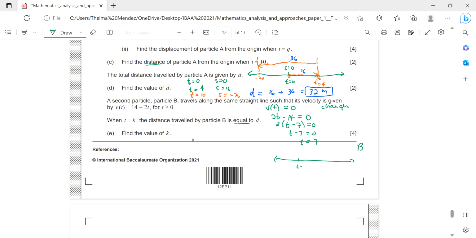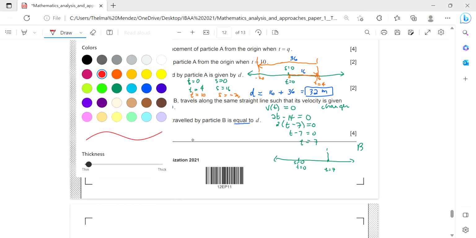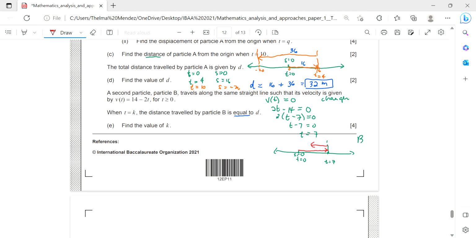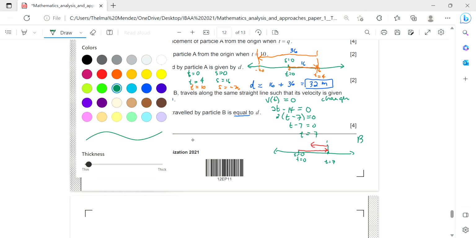So it looks like this, if we're going to use a sign diagram, for particle B. From t equals 0, of course, S equals 0. But when t equals 7, we need to find its displacement. This will be the distance covered, and after that, it changes direction. Okay? Now, we can use a sign diagram actually. So let's find S of 7.